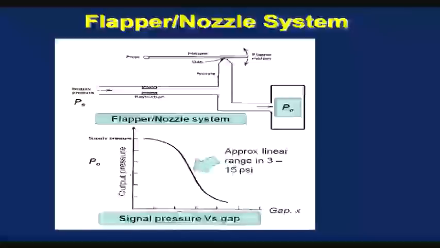So, we will end our discussion today with the flapper nozzle system, and tomorrow in the next class, we will talk about the other electromechanical transducers like LVDT, capacitive type, piezoelectric type, and the resistance strain gauge.